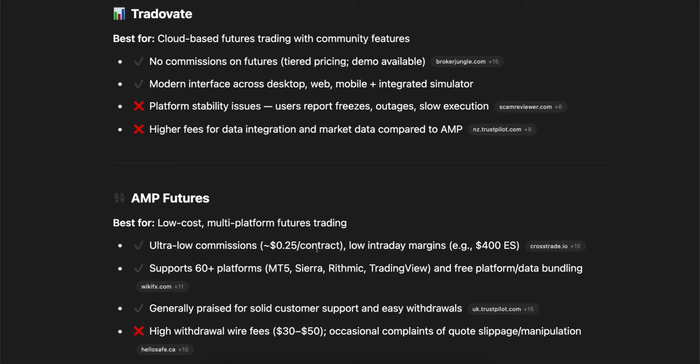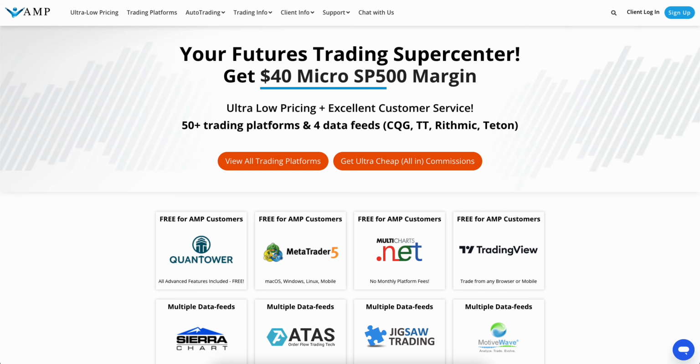can see 25 cents per contract, supports over 60 platforms, MT5, Sierra, etc., and free platform data bundling. Generally praised for solid customer support and easy withdrawals, and high withdrawal wire fees. Occasional complaints of quote slippage manipulation. So these are the pros and cons for each one of them.